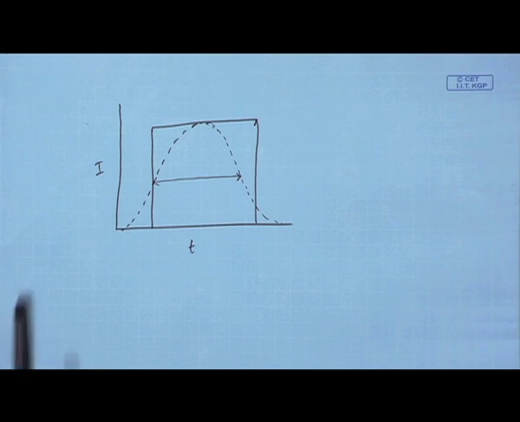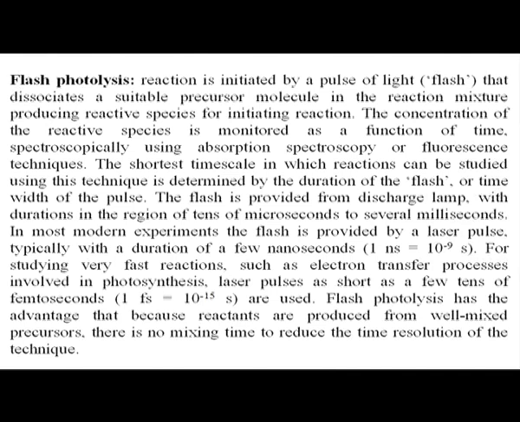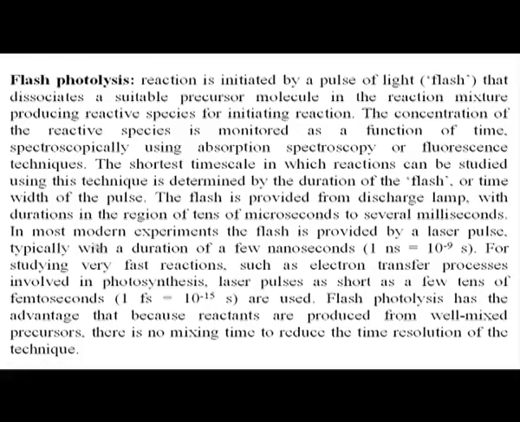Now, in earlier days the flash was provided from a discharge lamp, with duration in the region of tens of microseconds to several milliseconds. Okay. Like a discharge lamp, like you see in a camera, similar to that. But in most modern experiments the flash is provided by a laser pulse. Okay. So, in our next lecture I will give you a brief introduction of laser.